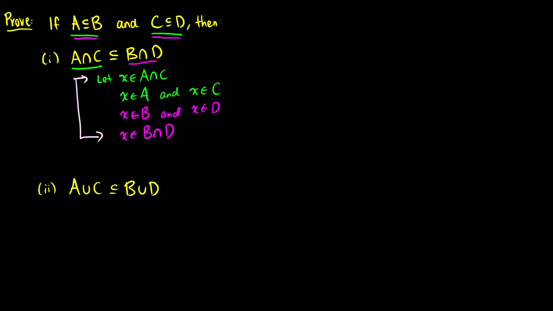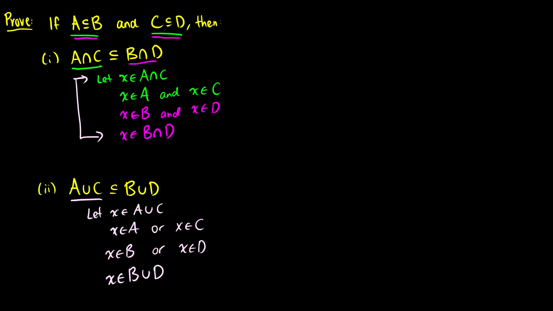For the next part, it's the exact same process. So first we assume that X is in A union C, and by definition, this means that X is in A or X is in C. Using the definition of our subsets and our assumptions, we know that because A is a subset of B, X must be in B, or if X is in C, then that means that X is also in D. So we have X is in B or X is in D, and then by definition that means that X is in B union D. Therefore, we have proven that if X is in A union C, then X is in B union D.